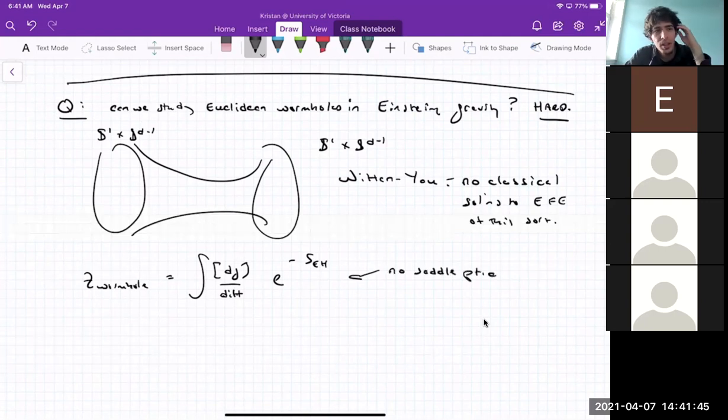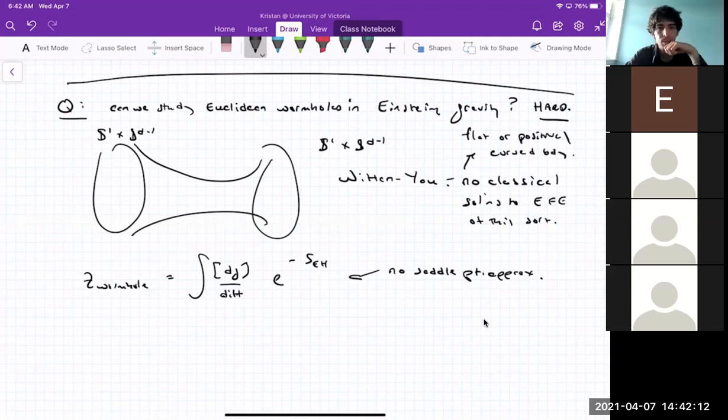Sorry, Kristan. Do you know if this is also true for zero curvature, so like flat space? Yeah. So the Witten-Yau theorem applies when the boundary is flat or positively curved, and with no other sources for matter fields turned on. You can look at the paper for the precise conditions in which it applies. Okay, thanks.